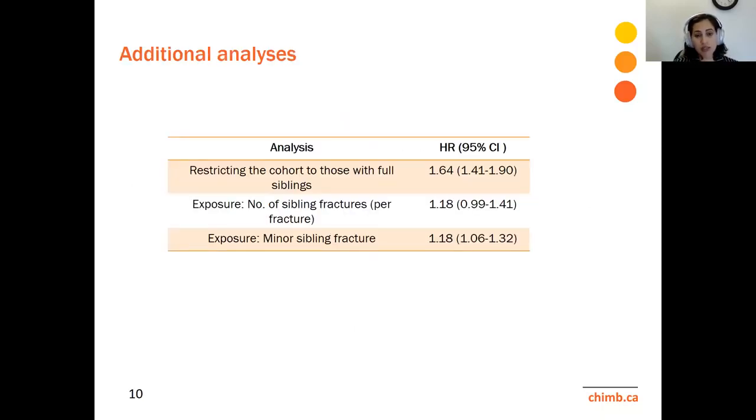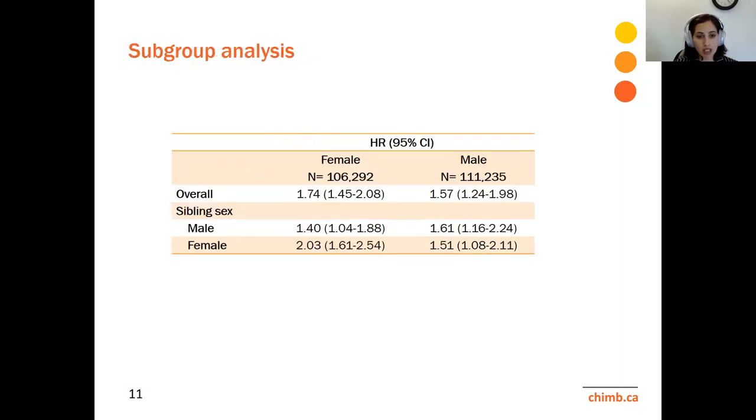The risk of MOF did not change after restricting the cohort to full siblings, with a hazard ratio of 1.64. The number of sibling fractures was associated with MOF risk with a hazard ratio of 1.18 per fracture. We also observed a weaker association between minor sibling fracture and MOF risk with a hazard ratio of 1.18. In the subgroup analysis based on sibling and individual sex, we found that MOF risk was highest among sisters with a hazard ratio of 2.03.